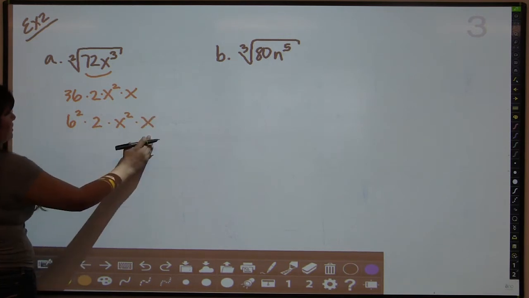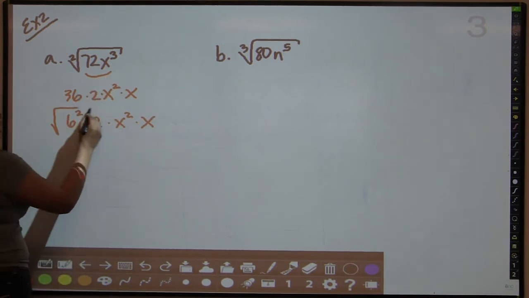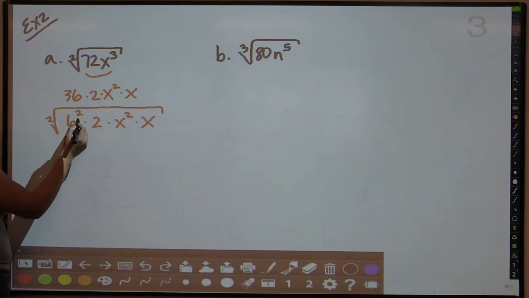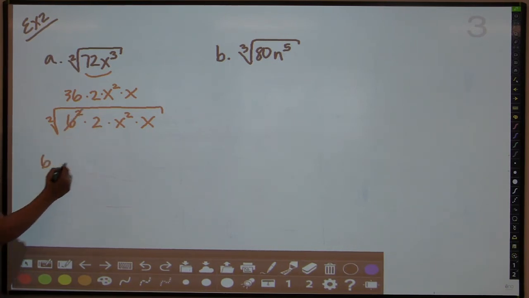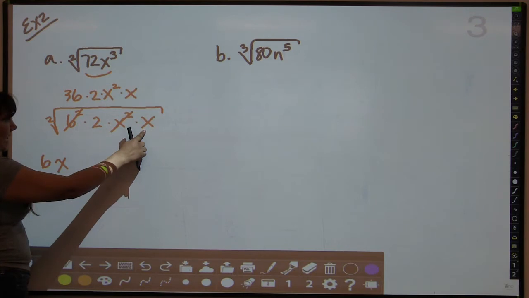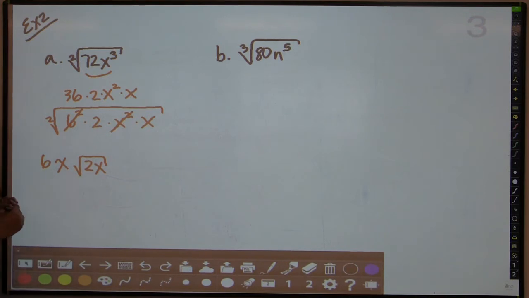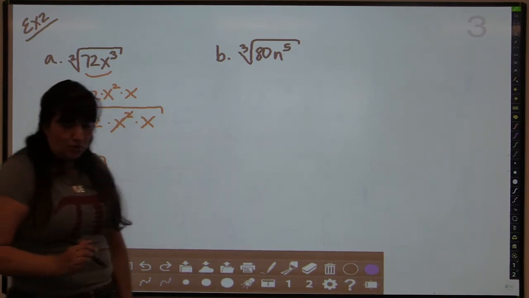I have completely factored the radicand, and only numbers that have the exponent 2 will cancel with the index 2. So this 6 squared is going to come out as a 6. This x squared is going to come out as an x. But the 2 and the x will stay because they don't have an exponent of 2. So they don't get to come out of the house. We talked about when you have a variable that has an odd exponent and an even index, you have to put absolute value bars. So the final answer for part A is 6 absolute value of x times the square root of 2x.